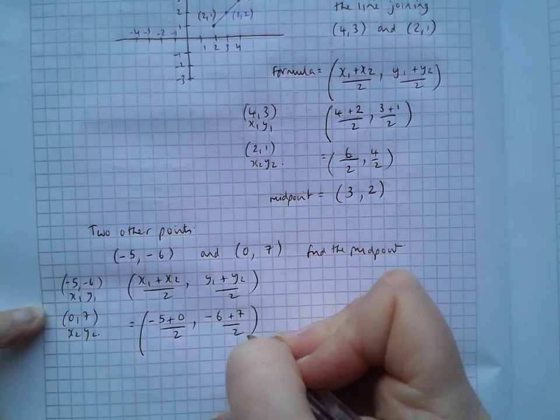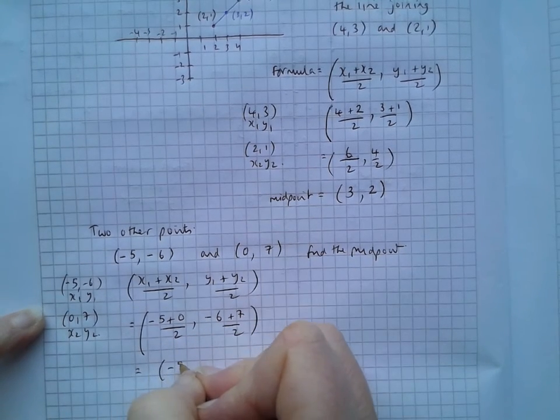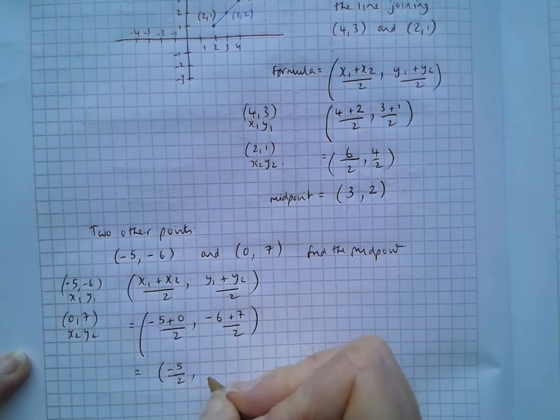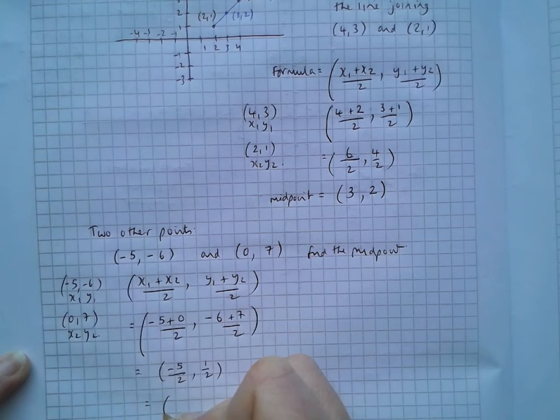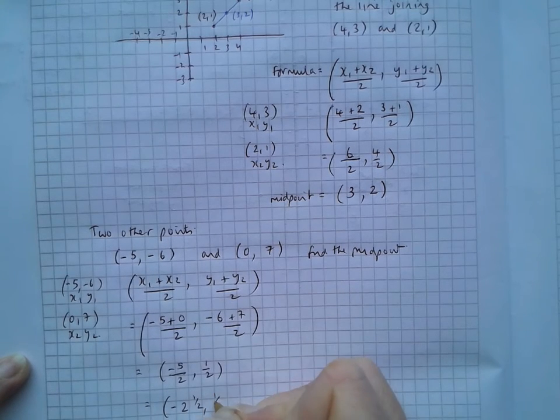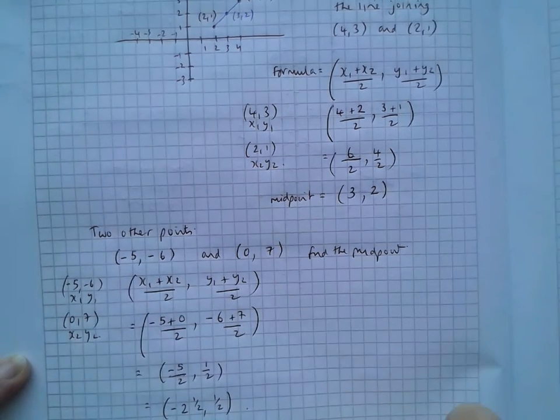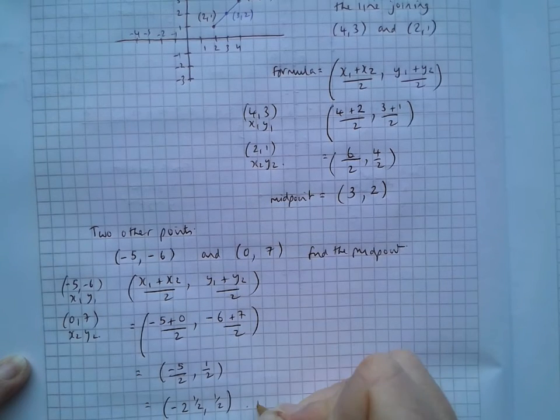So minus 5 plus 0 is just minus 5 divided by 2, and minus 6 plus 7 is 1 divided by 2. So it's going to be minus 2.5, a half. Minus 2.5, a half. And that's the midpoint.